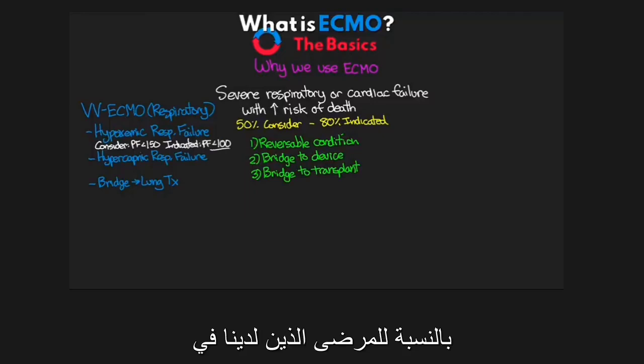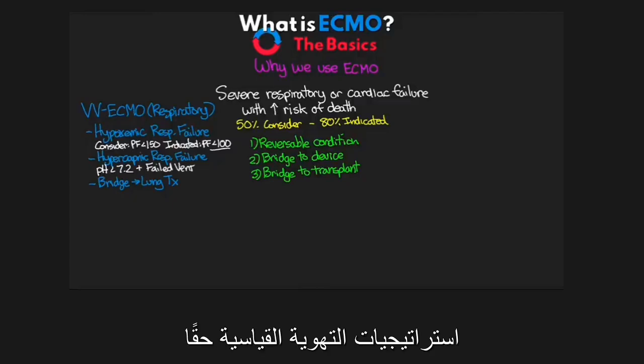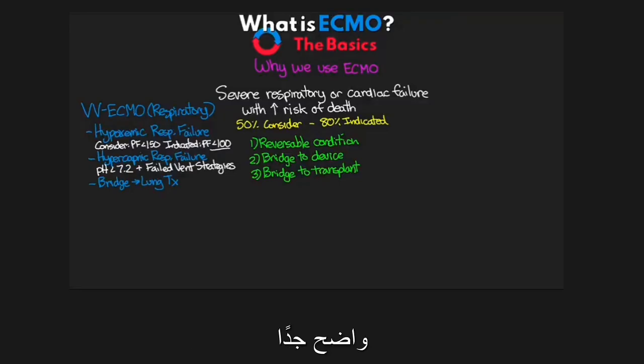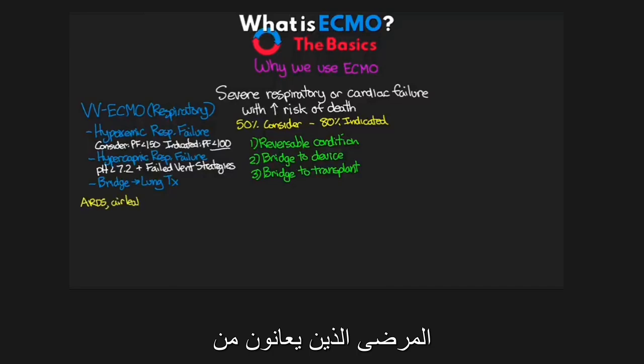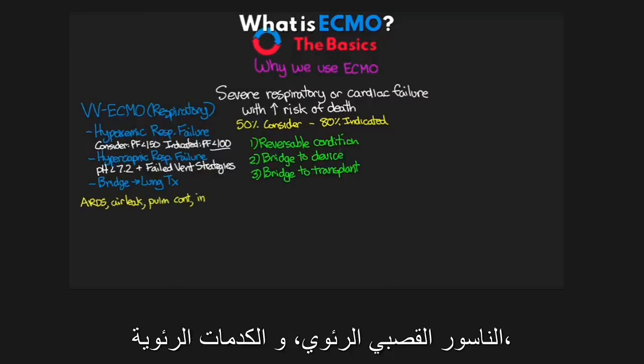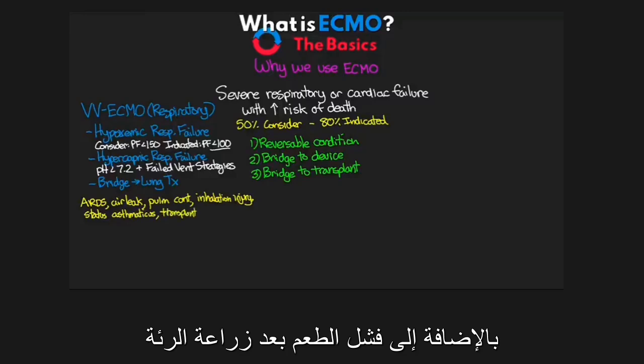For the patients in hypercapnic respiratory failure, we really want to be looking for patients that are having an impact on their pH, so their pH is less than 7.2, as well as when other standard ventilatory strategies have really failed for this patient. And then the bridge to lung transplant, I think, is pretty self-explanatory. Now, some of the common conditions that we see that would lead our patient into one of these three scenarios, this isn't obviously going to be an exhaustive list, but patients who have ARDS, have some sort of severe air leak syndrome like a bronchopulmonary fistula, pulmonary contusions, inhalation injuries, status asthmaticus, as well as graft failure after lung transplant.